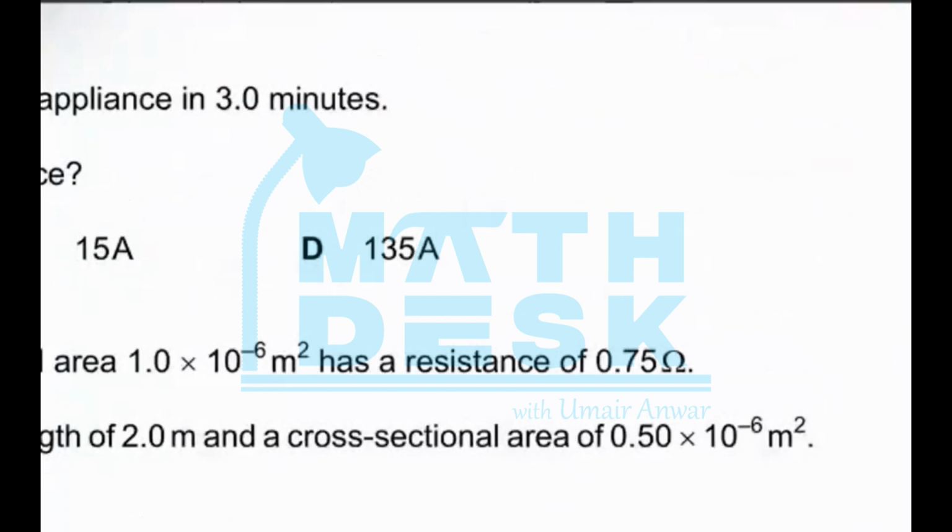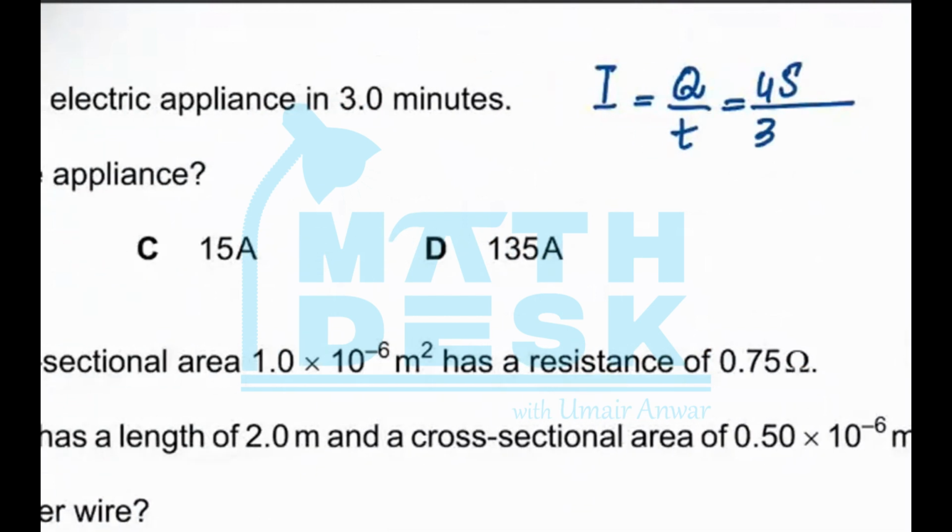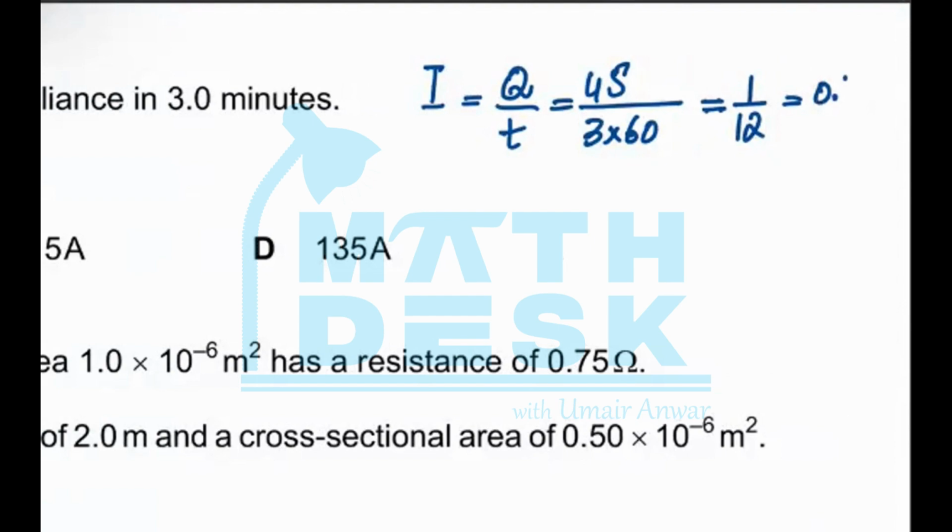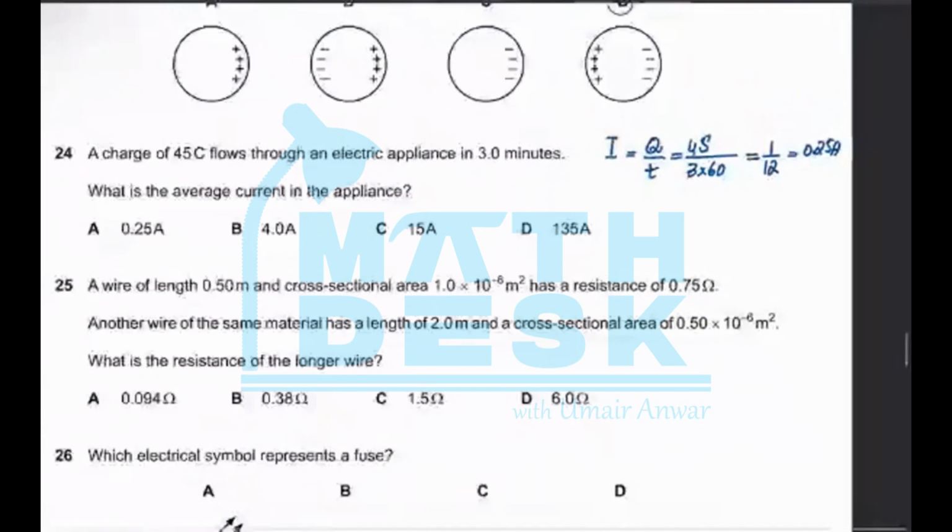Charge being flown is 45 coulombs, and the time is 3 minutes, which should be converted into seconds by multiplying it with 60. So it would become 1 upon 12, and this would be equal to 0.25 amperes. So out of the given options, option A would be the correct option, that the current would be 0.25 amperes.